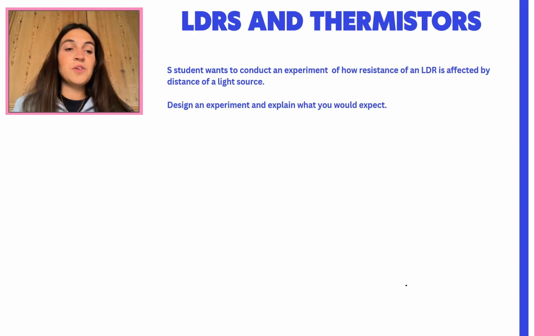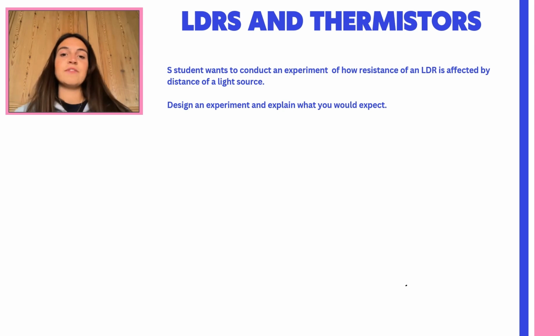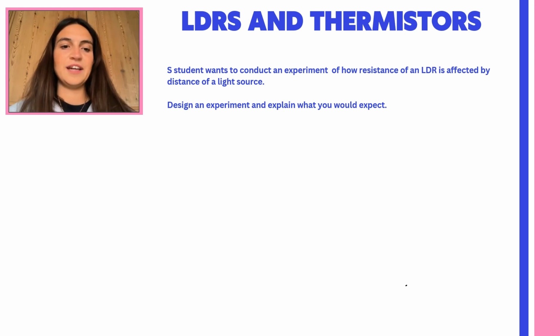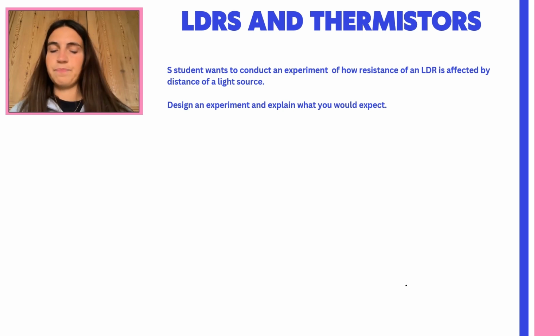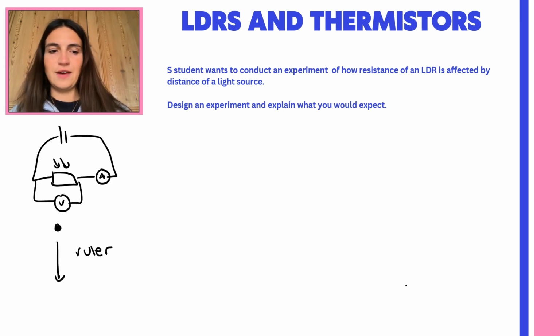Okay, a student wants to conduct an experiment of how resistance of an LDR is affected by distance of a light source. Do an experiment and explain what you would expect. So the experiment needs to have the LDR in it, and it needs to obviously have a bulb in it as well. But also I'm going to be trying to find the resistance of this LDR. So in my circuit setup here, I have stuck an ammeter in series with my LDR and a voltmeter in parallel with my LDR so that I have a way of calculating the resistance of this thing.